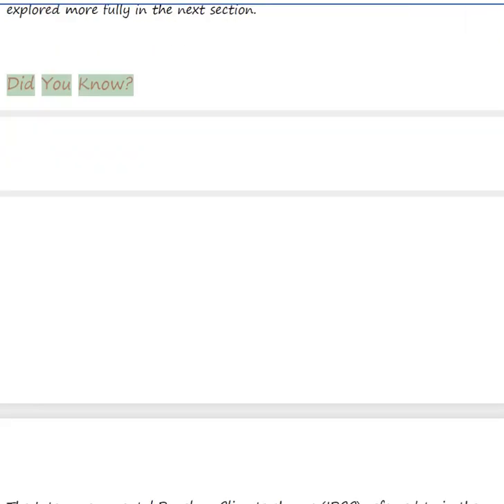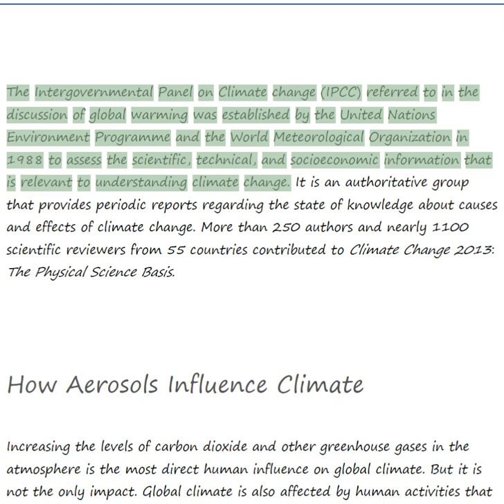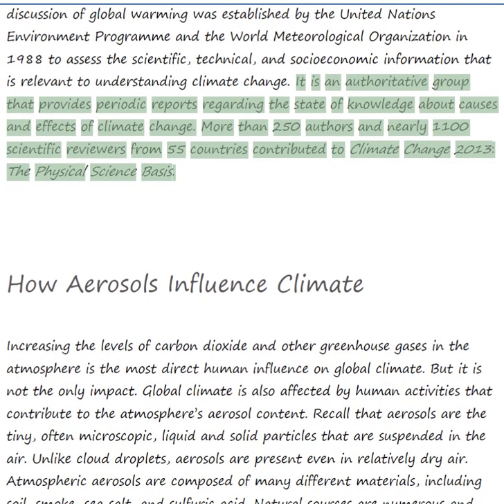Did you know? The Intergovernmental Panel on Climate Change referred to in the discussion of global warming was established by the United Nations Environment Programme and the World Meteorological Organization in 1988 to assess the scientific, technical, and socio-economic information that is relevant to understanding climate change. It is an authoritative group that provides periodic reports regarding the state of knowledge about causes and effects of climate change. More than 250 authors and nearly 1,100 scientific reviewers from 55 countries contributed to Climate Change 2013, the physical science basis.